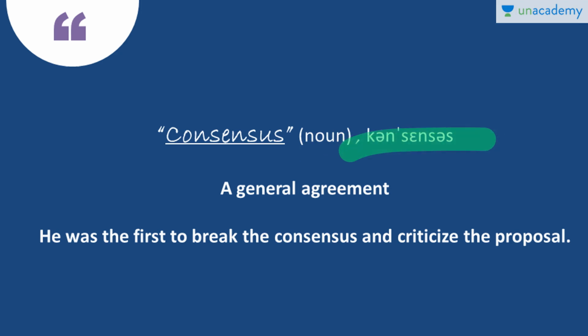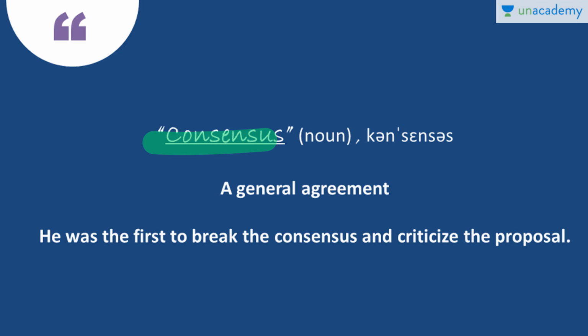Now what does it mean? It simply means a general agreement. It could be a legal agreement, a business agreement, or any other agreement. But when I'm talking about a general agreement, I can call it consensus.